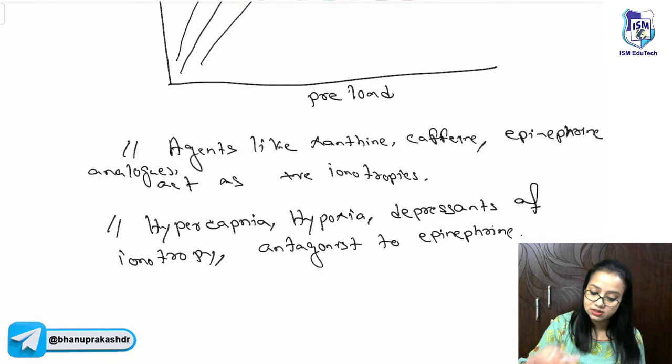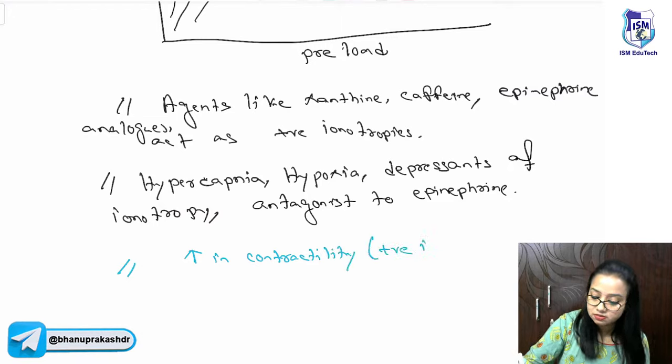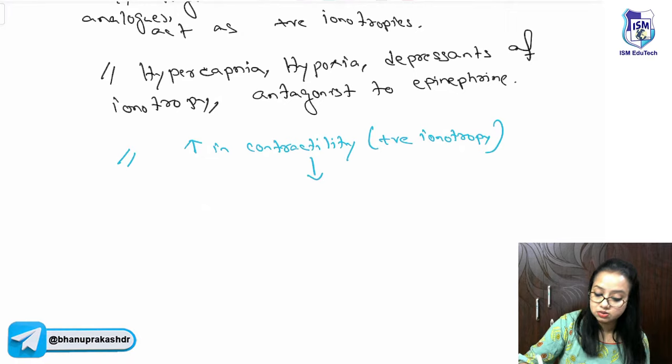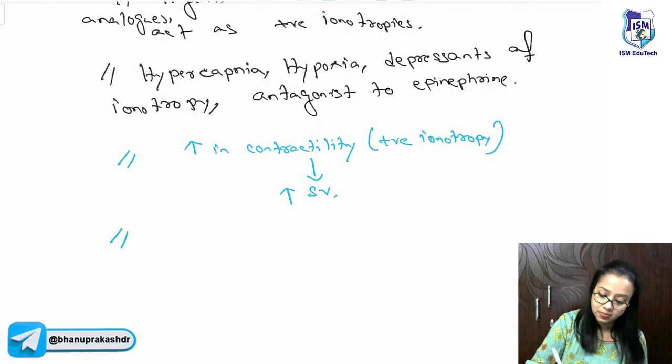So, usually what is the outcome of it? The outcome of it is that an increase in contractility, or very simply positive inotropy, induces an increase in the stroke volume. Examples we have seen. Okay.